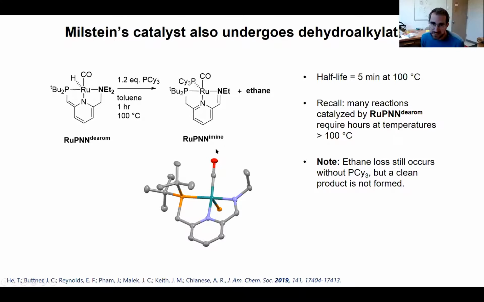We also see the dehydroalkylation and the loss of ethane if we don't add PCy3, but then we see a more complex mixture of products. So this was a way to trap the product of dehydroalkylation. And note that this is a very fast reaction. At 100 degrees, which is the catalytic operating temperature of many of the catalytic reactions I showed in the introduction, some of them even hotter, we very quickly do this dehydroalkylation reaction. So this is happening in these catalytic reactions.